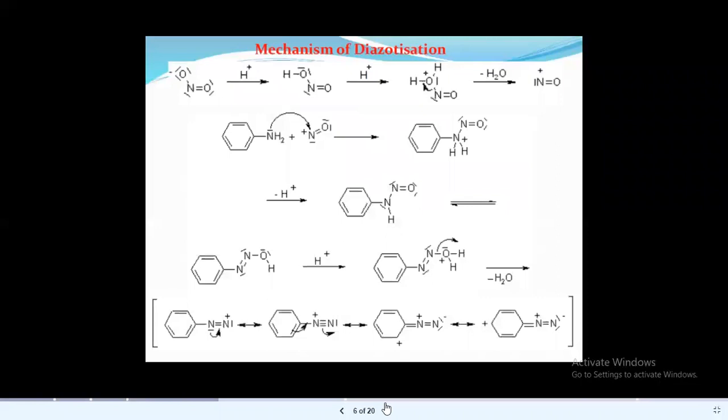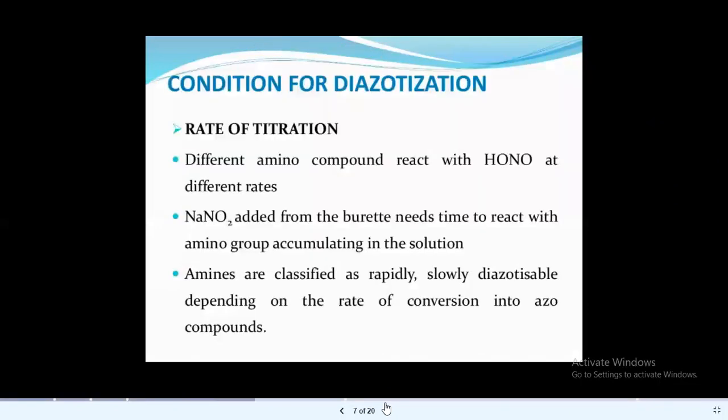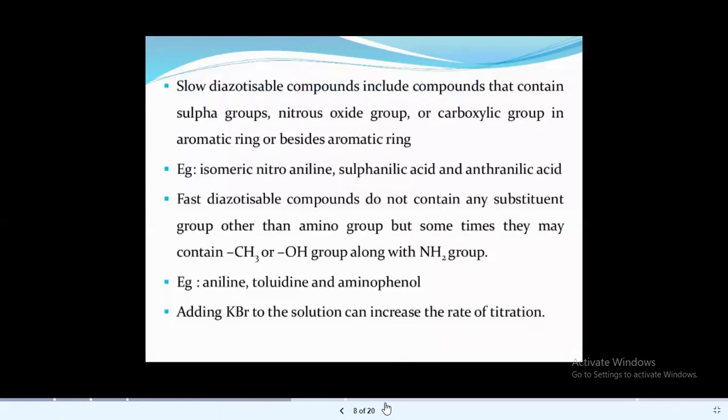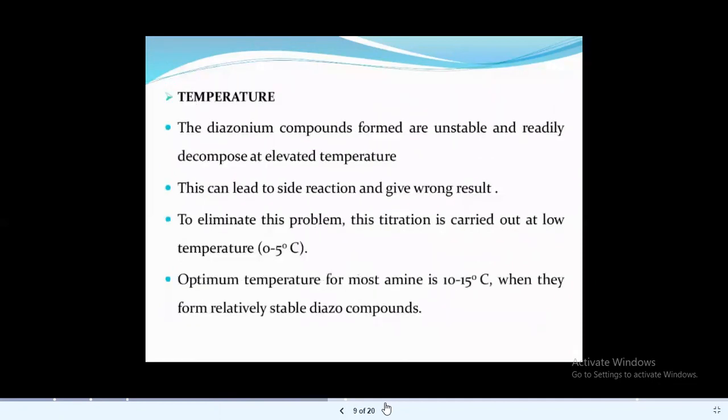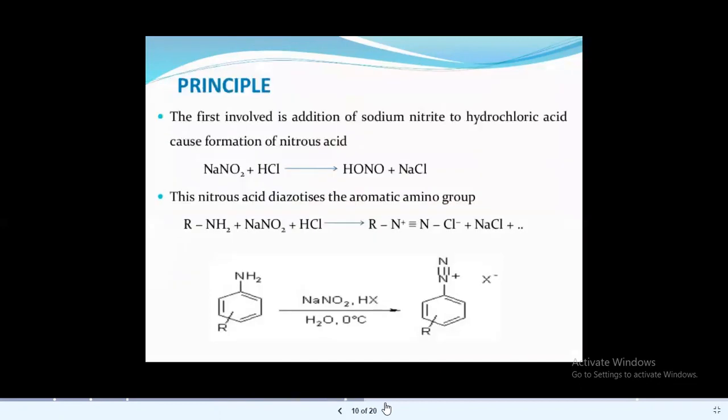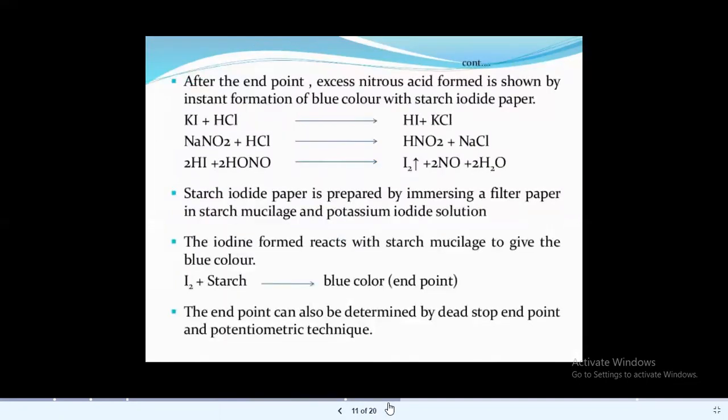This is the mechanism of the redox reaction, but we are not concerned with it here. We just simplify it and reduce the content of this redox titration. We just go through where the redox reaction is taking place. The simple reaction is NaNO2 reacting with HCl, converting into nitrous acid, and this nitrous acid converts the amine into the diazonium salt. This is our required structure. And the second one, here the redox titration is taking place.